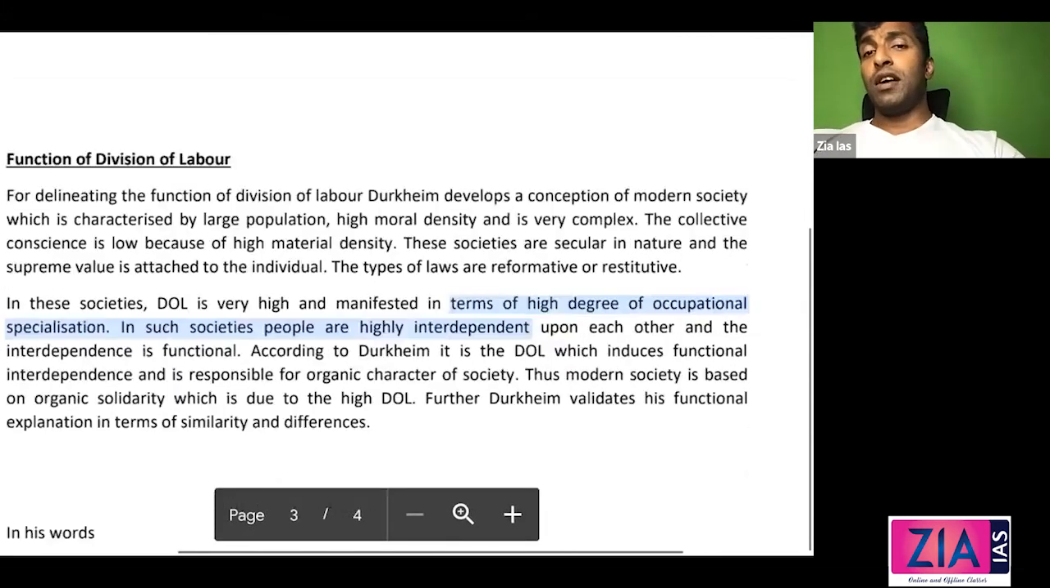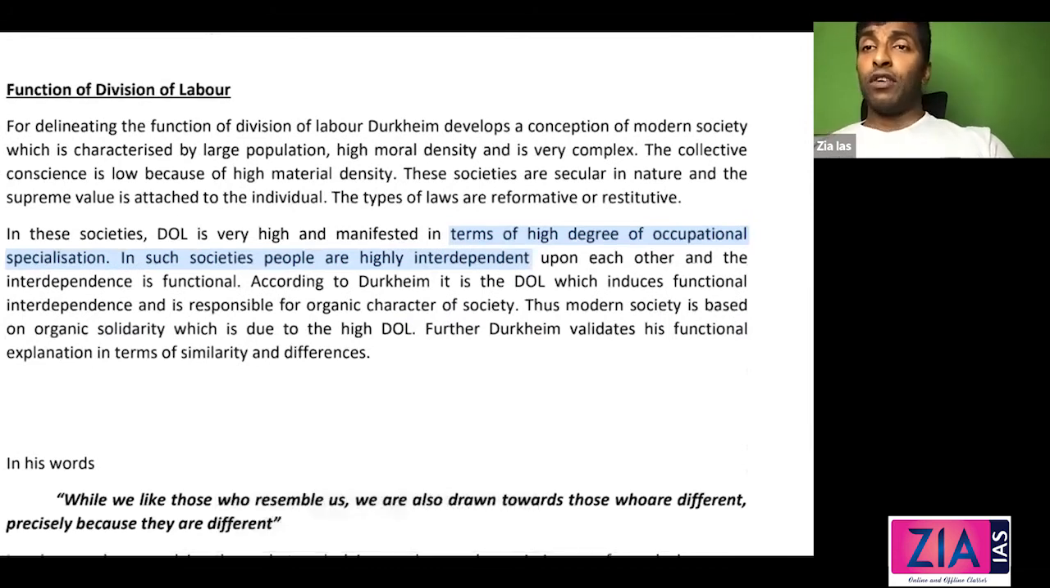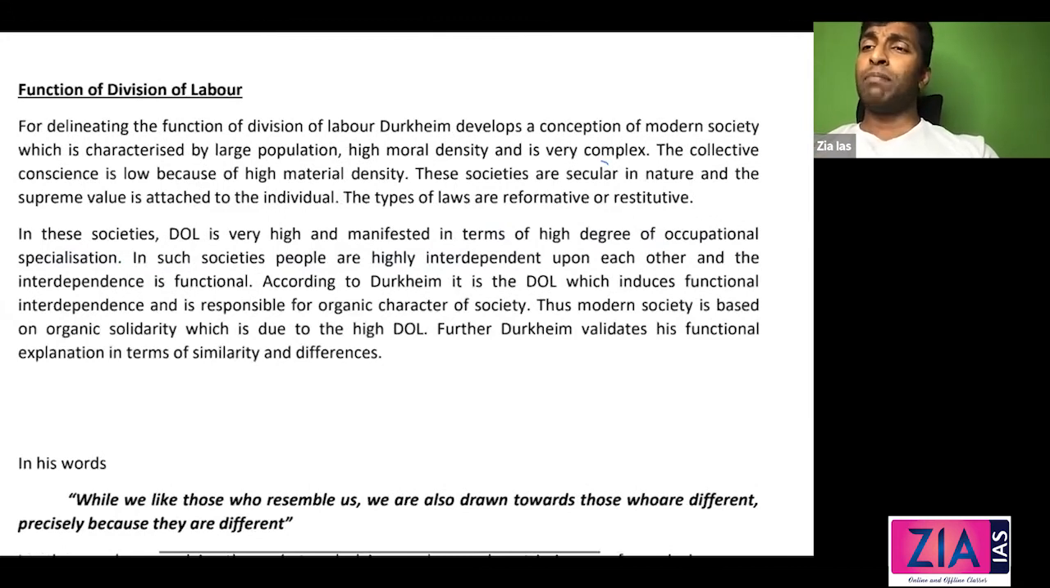Now the function. For explaining the function of division of labor, Durkheim develops a conception of modern society which is characterized by large population, high moral density, and is very complex. The collective conscience is low because of high material density. Okay, these societies are secular in nature. Guys, whenever we use this word secular, especially in sociology, it means modern. There is another dimension of secularism, and that we will see in other chapters, also in the chapter of religion, right? There are different versions.